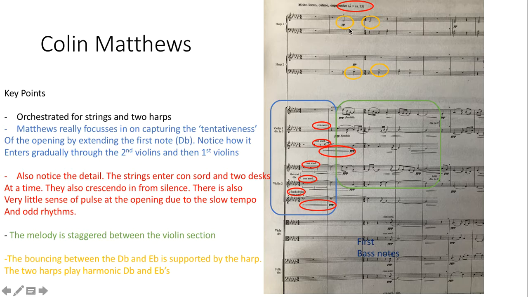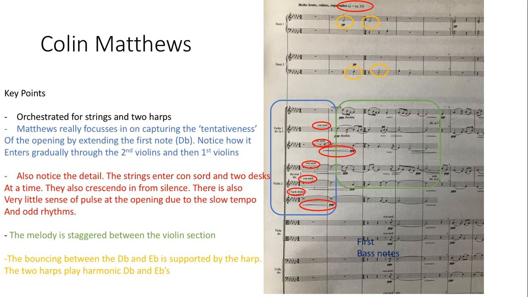The bouncing between the D flat and the E flat in that opening theme is supported by the harp. So you can see here, the first harp plays that D flat, the second harp plays an E flat, this E flat at the bottom of the tune, D flat, E flat. Those are played as harmonics to give it a bit more of a gentle timbre so that it's not so full on.